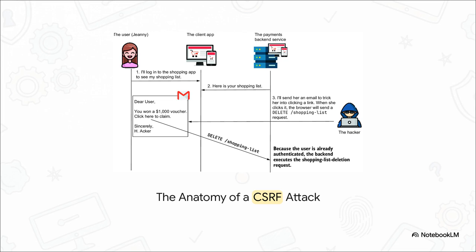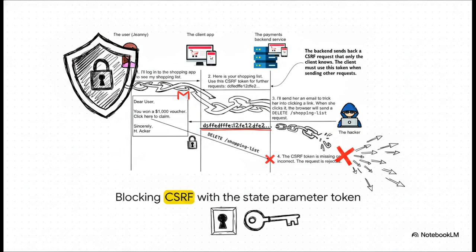Now, because she is already authenticated with a valid session cookie in that browser, her browser automatically includes that cookie. The Acme backend sees the incoming request, sees the valid cookie, assumes Jeannie intentionally wants to delete her projects, and it just executes the command. The hacker just successfully forced Jeannie's browser to perform a highly destructive action completely against her will. So how do we fix this? OIDC steps up by issuing a unique CSRF token using the state parameter.